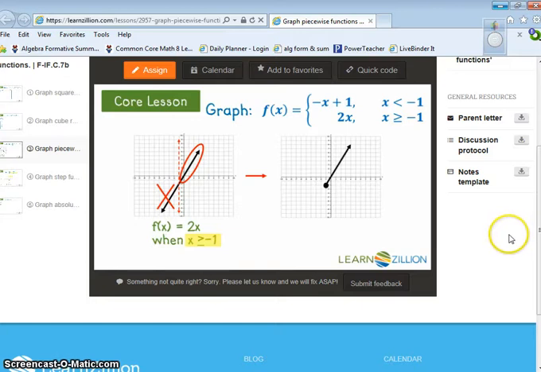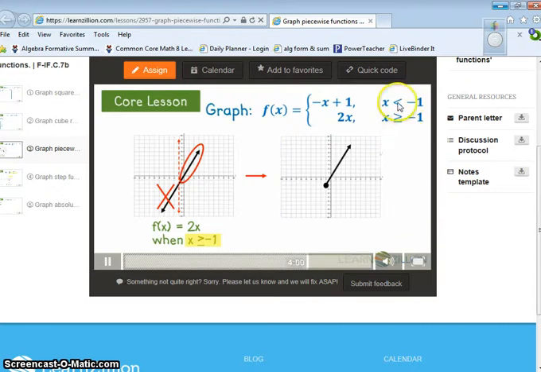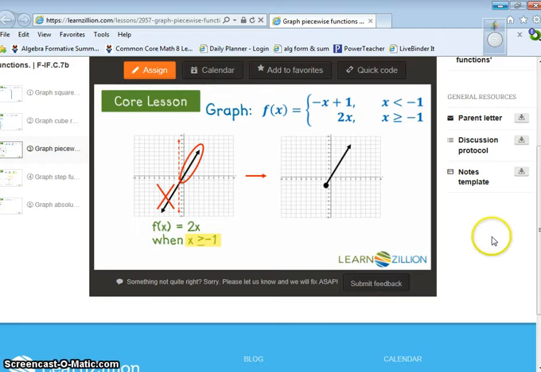Now this has a solid dot at the end because it has the equal sign. It's greater than or equal to -1. So -1 is part of this graph. So that gets a solid filled in dot.